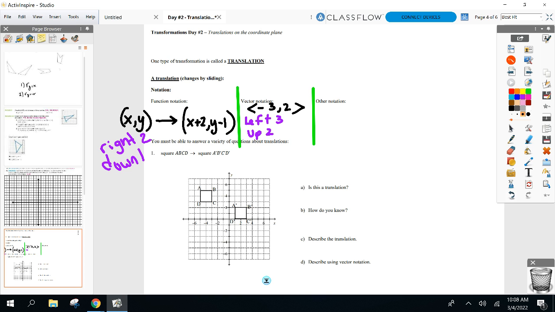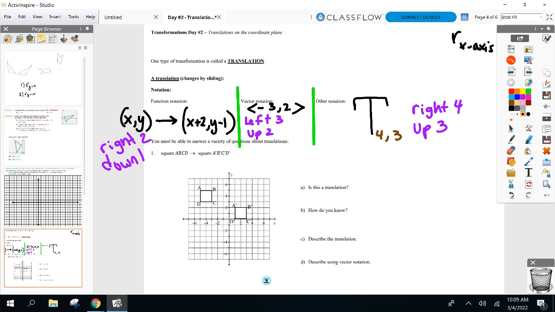I could write it like this, function. I could write it in vector, and then the final way, there's not a name for it. You could see a capital T. T for translation. And then remember yesterday with the reflection, we had a little subscript here, like x-axis, telling us where to reflect. Here you'll have a subscript, but the subscript will be 2 numbers. 4, 3. So the T tells me it's a translation. What's the 4 telling me? Right 4. And then the 3 is telling me up 3.